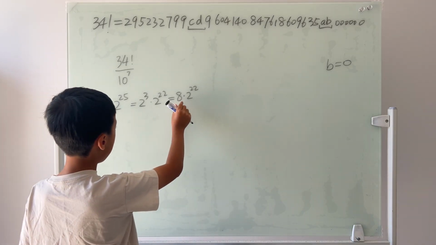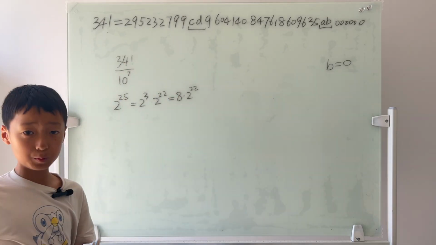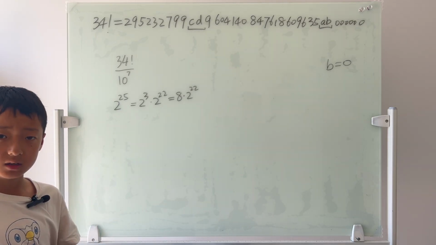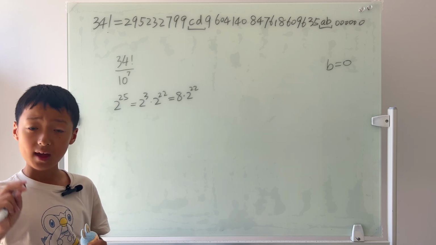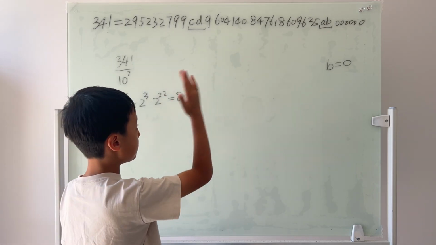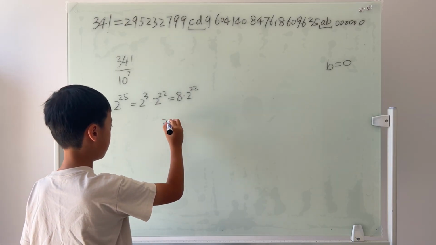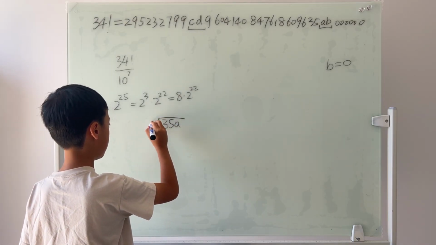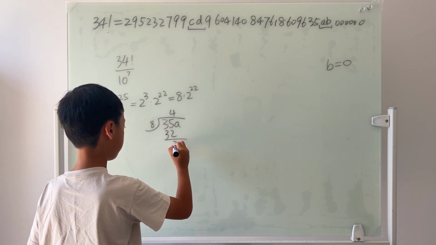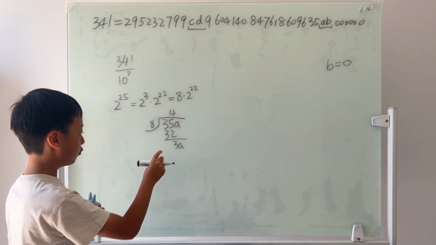And if 8 is hidden within this number, then it means that this number has to be divisible by 8, right? And recall the rule of dividing by 8 is that the last 3 digits of our number have to be divisible by 8. And our last 3 digits, forgetting B and all of the zeros, are 35A. So we have to calculate 35A divided by 8, which is 4, 32, 30A. Well, there's only one choice of A, which is 2.